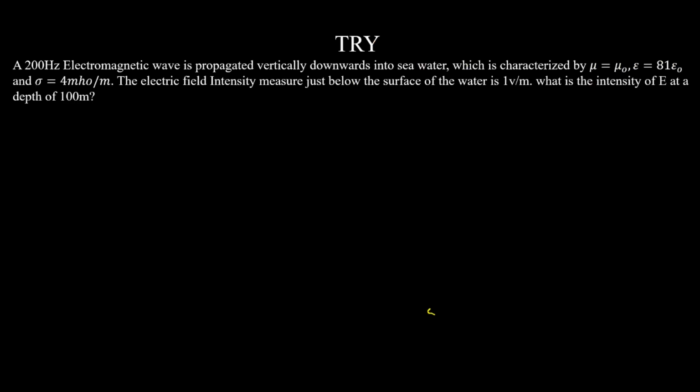You can try this problem on your own to calculate the field intensity at a depth of 100 meters. This means that our Z is 100 meters. So we can calculate and substitute it directly.